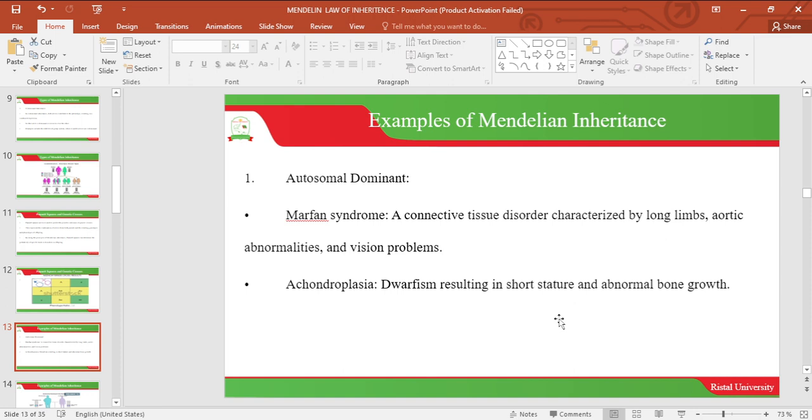Let's look at examples of Mendelian inheritance. Example number 1 is autosomal dominant. For example, we have Marfan syndrome. Marfan syndrome is a connective tissue disorder characterized by long bones, aortic abnormalities, and vision problems. We also have achondroplasia. Achondroplasia refers to dwarfism, resulting in short stature and abnormal bone growth.